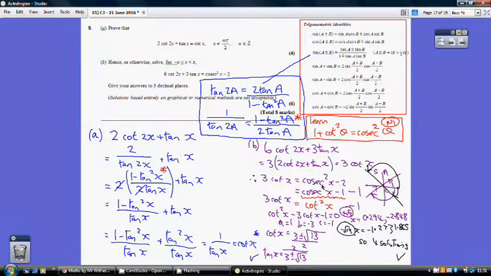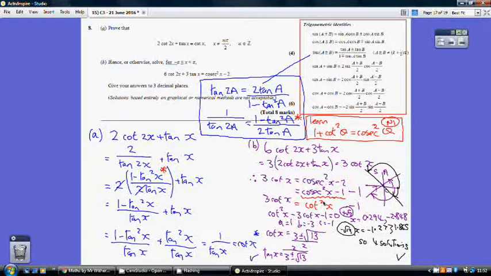Now this is the big step here. This is just one of the ones you need to learn. You need to learn that 1 plus cot squared theta equals cosec squared theta. So if we break this down to being cosec squared x minus 1 rather than minus 2, we can replace the cosec squared x minus 1 with the cot squared x. Then this becomes fairly straightforward. So having replaced this with this, we've got 3 cot x equaling cot squared x minus 1.